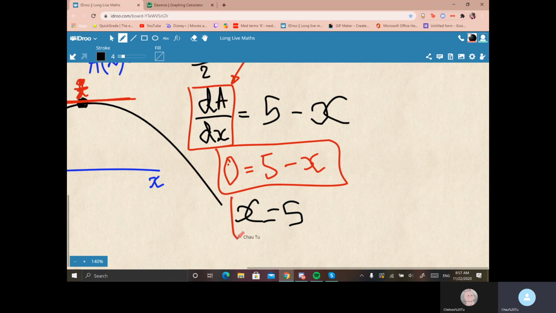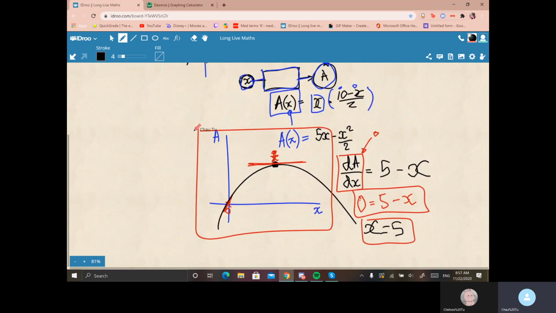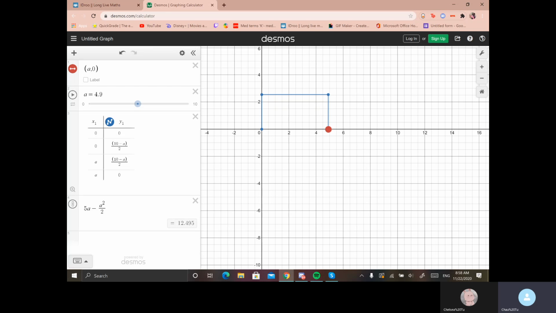So what does that mean on our diagram? Scroll to our diagram, Chelsea. What does this x equals 5 mean on our diagram? That's the highest point, at a gradient of 0. Basically it's right here: at this value of x equals 5, the gradient would be 0. That means the length should be 5, which will give us the biggest area. So jump back to Desmos and slide it to 5. The biggest area occurs when the width is 5. Can you see that?